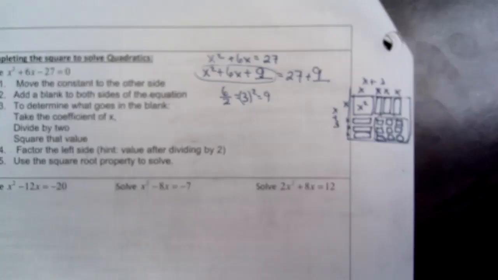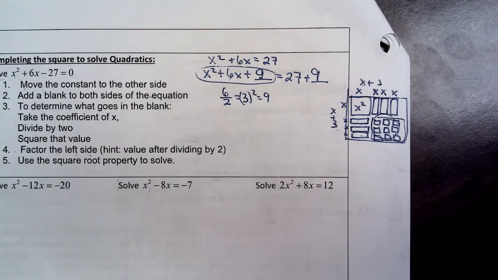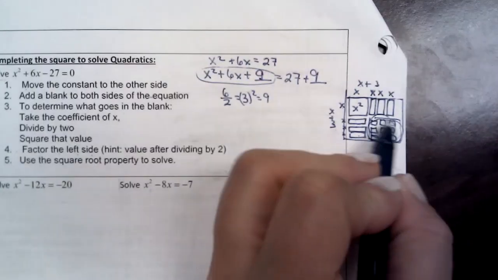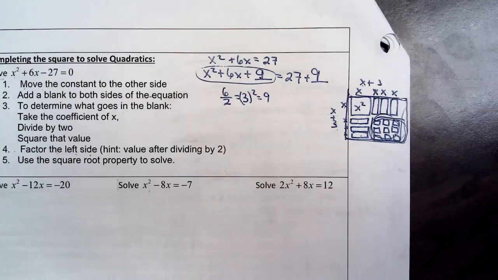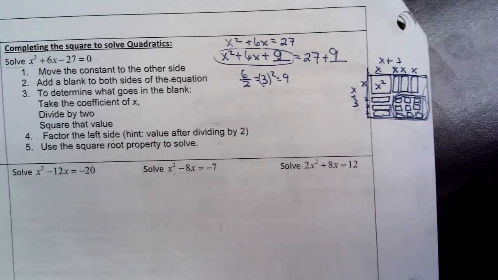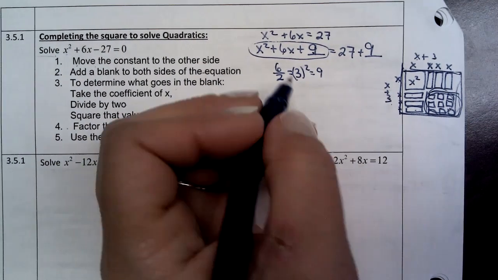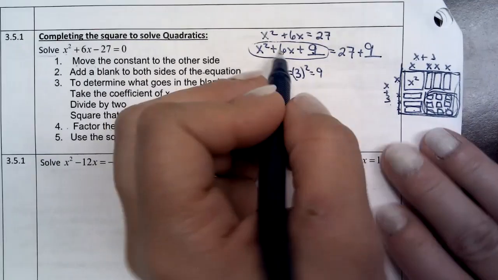So when we talk about perfect square trinomials or completing the square, that's really what we're doing. So when we're completing the square, we're adding these 9 extra blocks to make this a perfect square so that we can factor it. Okay, so let's go on ahead and finish solving this.